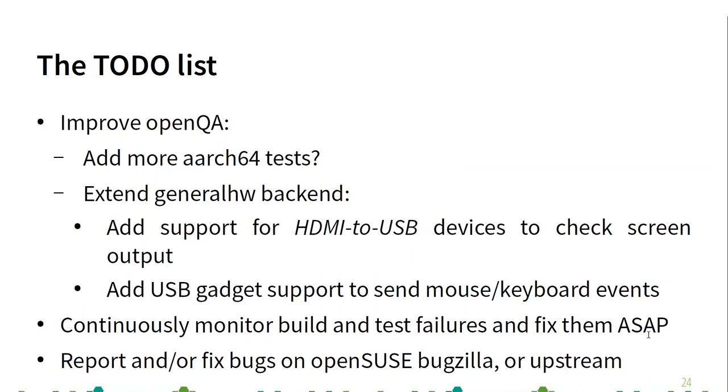We can still improve openQA. We can likely add more AArch64 tests. We could also extend the generalhw backend, which is used for real hardware, currently mainly for Raspberry Pi 2, 3, and 4. My main ideas are to add support for HDMI to USB devices, which would allow checking the screen output of the machine. Currently, we only test through a secure shell connection over network. We could also add USB gadget support to send mouse and keyboard events.